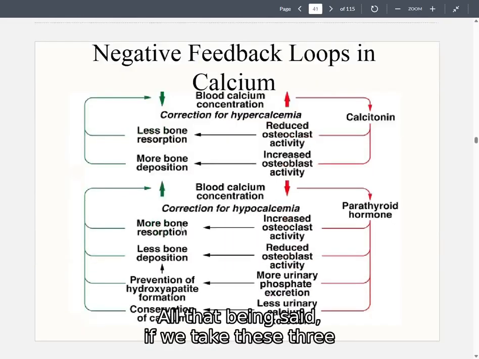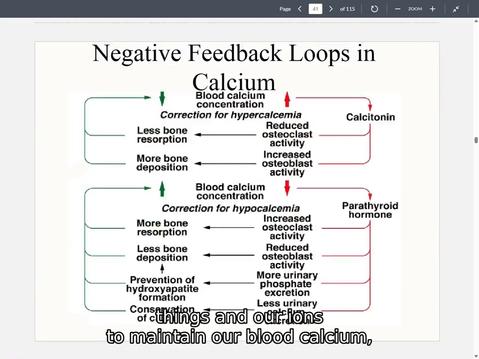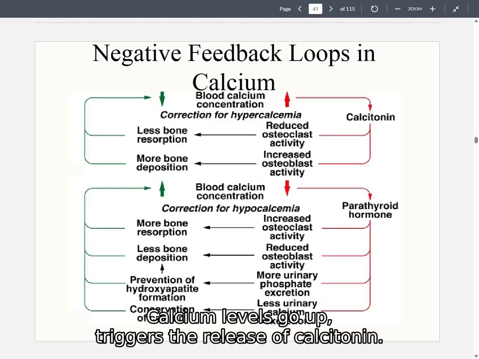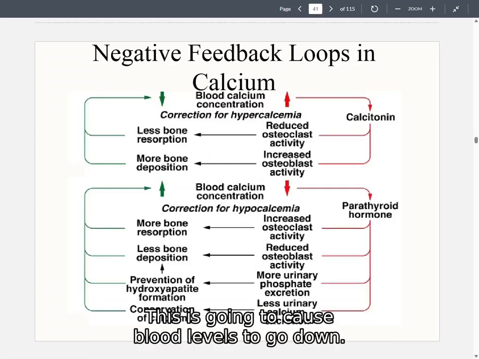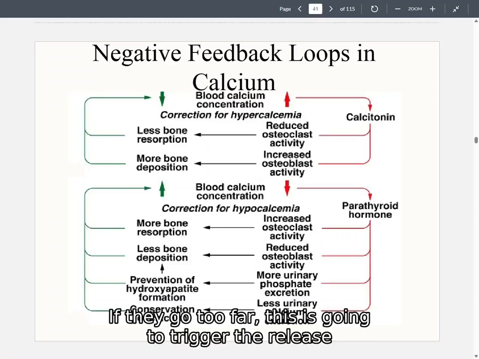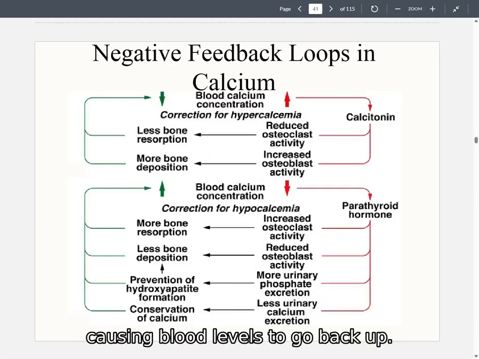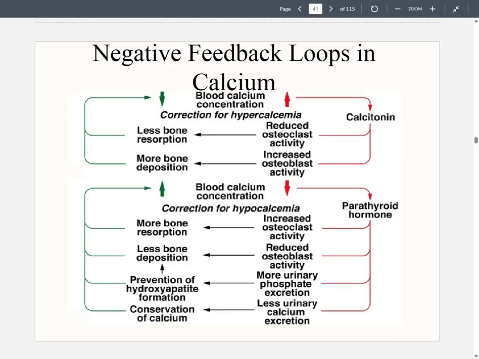All that being said, if we take these three things and our ions to maintain our blood calcium, this is a negative feedback loop. Calcium levels go up, triggers the release of calcitonin. This is going to cause blood levels to go down. If they go too far, this is going to trigger the release of parathyroid hormone and calcitriol, causing blood levels to go back up. And it's just going to wave back and forth.